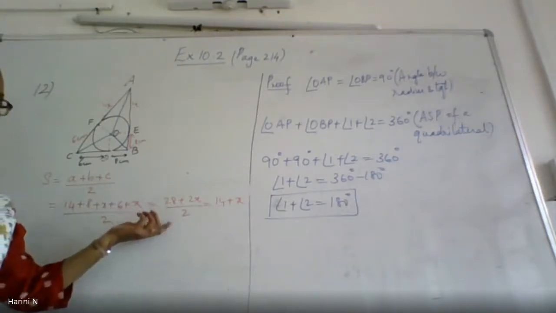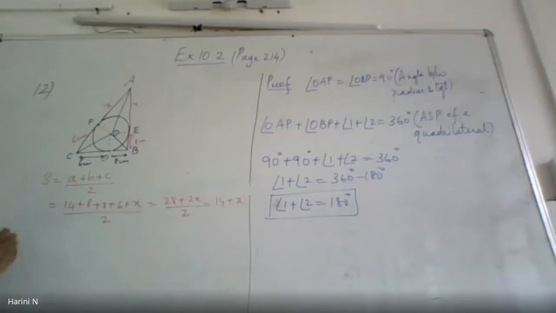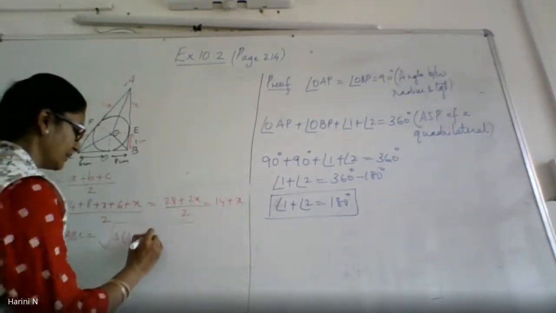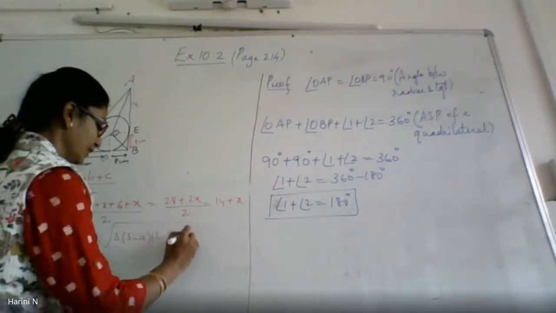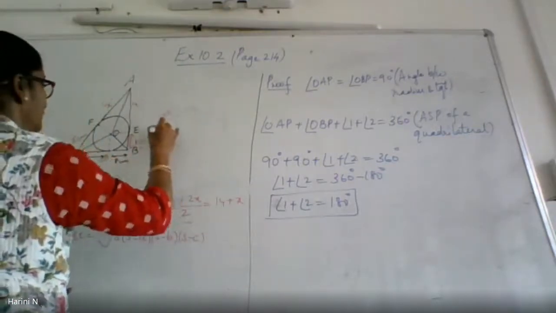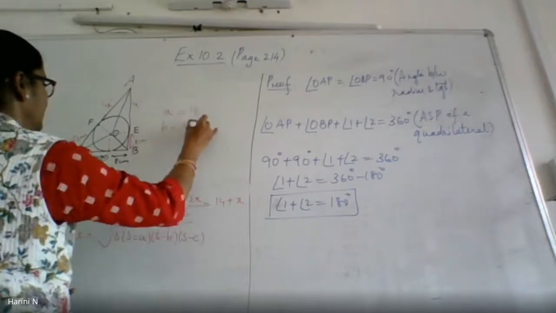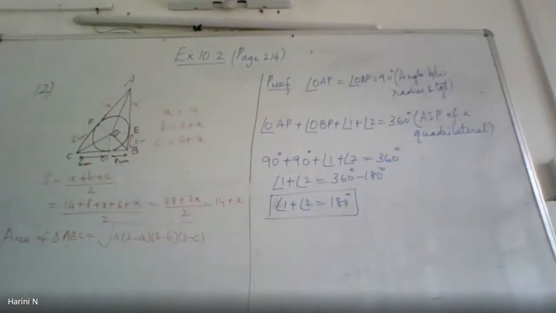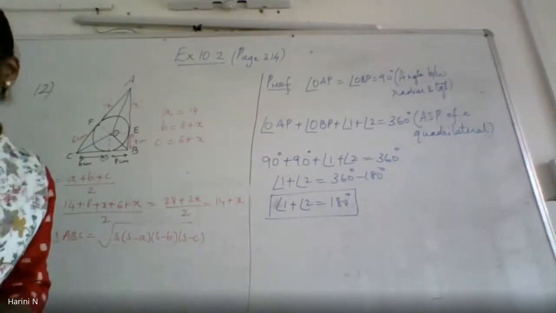So semi-perimeter is there. So can you apply Heron's formula? Area of triangle ABC will be equal to square root of S into S minus A into S minus B into S minus C. Here your A, I am taking it as 14, B is 8 plus X and C is 6 plus X. The three sides. Alright, so will you be able to complete the area using Heron's formula?